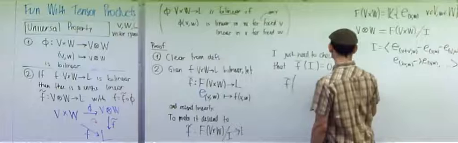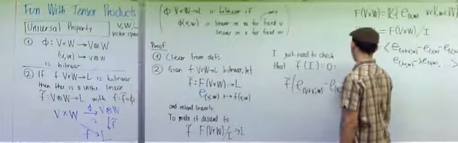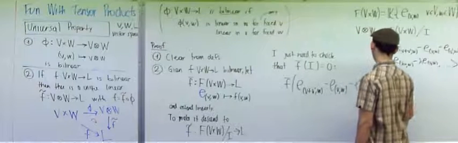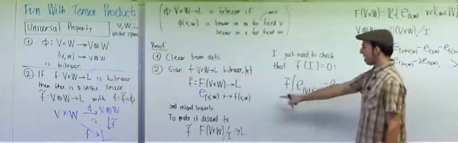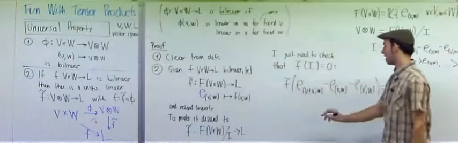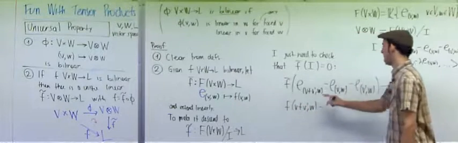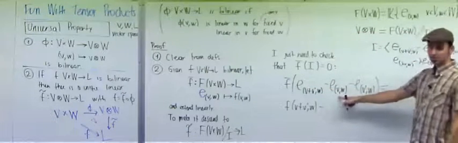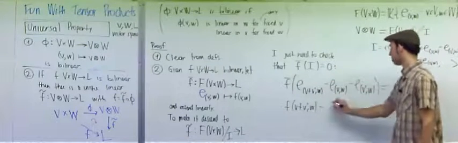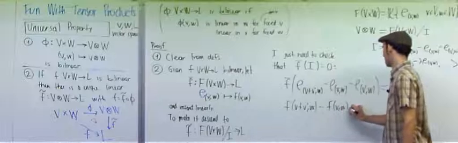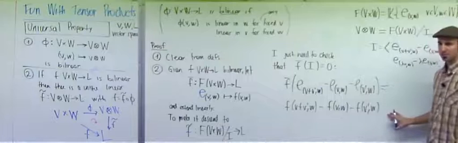F bar of E sub V plus V prime comma W minus E sub VW minus E sub V prime comma W. Well, what is this? F bar of E sub something is just evaluating F V plus V prime comma W minus F bar of this. And notice that I'm using the linearity of F bar. So I get this. And I need to argue why this is 0. And why is this 0?